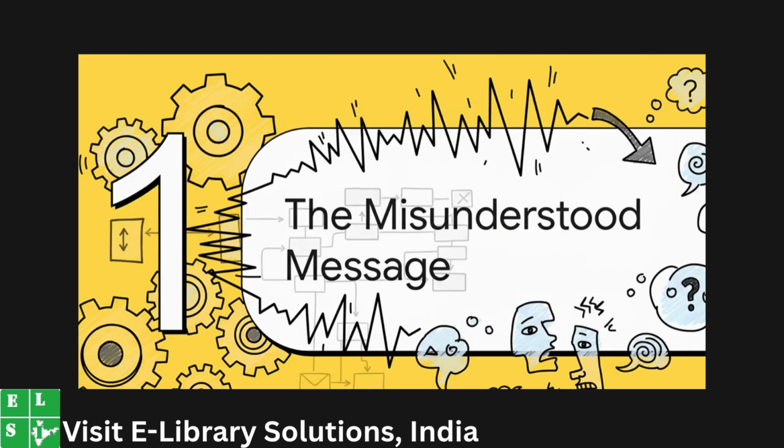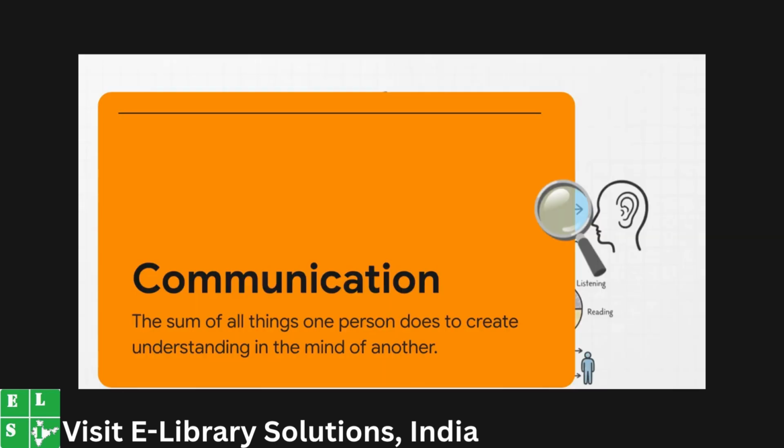Okay, so let's dive right in. Before we can fix the machine, we have to understand what it's even trying to do. What is the actual goal of communicating, and why is it so ridiculously easy to miss the mark? You know, at its absolute core, communication is all about one thing: creating a shared understanding. That's the key phrase right there.